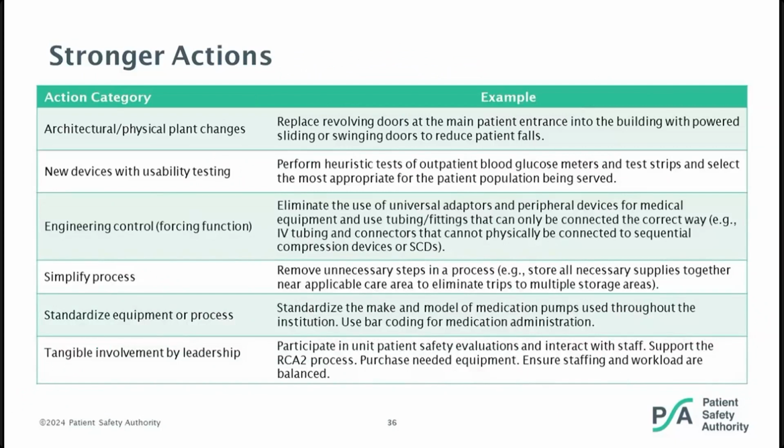So, stronger actions. Stronger actions are going to be actions that actually put things in place for you to make sure that you're going to meet that goal. For example, engineering, forcing functions. Forcing functions are always a good example because it's something that forces you to do the right thing rather than doing an incorrect thing. We've used examples in the past, such as when you go to get gas, the little tether that's on your gas cap.